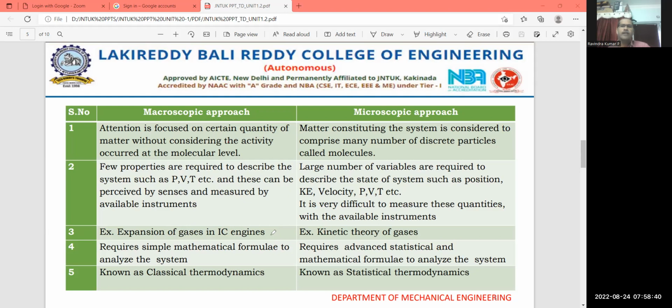The expansion of gases in IC engines, that is the macroscopic approach. But the kinetic theory of gases you have to consider as a microscopic approach. The macroscopic approach requires simple mathematical formulas to analyze the system, whereas the microscopic approach requires advanced statistical and mathematical formulas to analyze the system. So this is known as classical thermodynamics, and this is known as statistical thermodynamics. These things you have to observe.